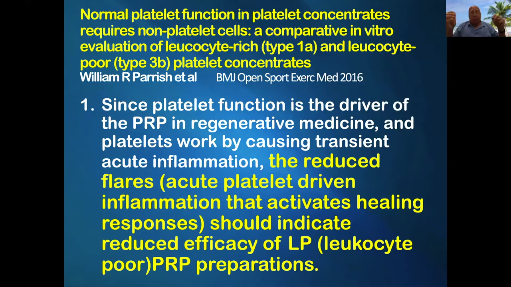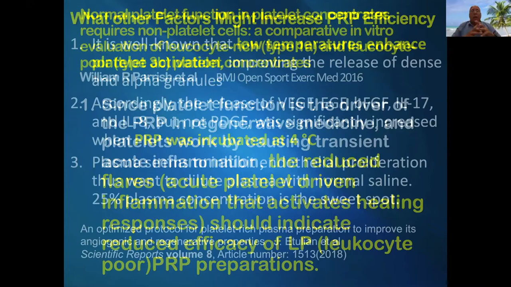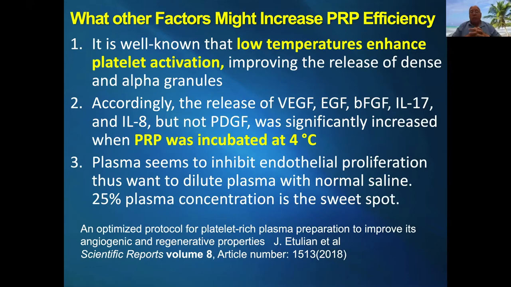Now, what else may improve your PRP efficiency? Well, we know that low temperatures can actually have a very good effect on PRP. Now, 4 degrees centigrade, if you were to put your PRP in that temperature for 10 to 20 minutes, it can significantly release growth factors. 4 degrees centigrade is a very magic number in the world of regenerative medicine. There's a couple of different cells that can really get turned on by that.